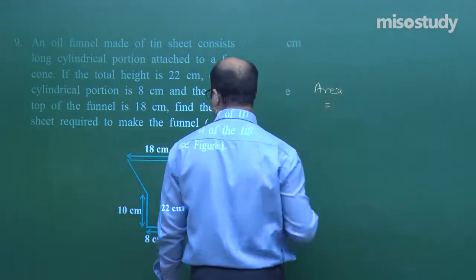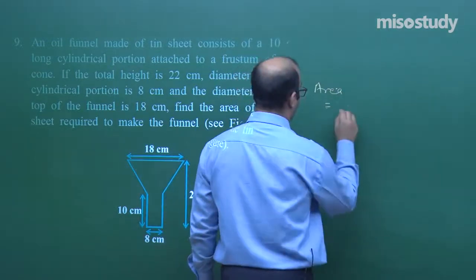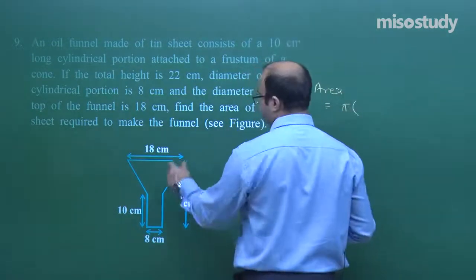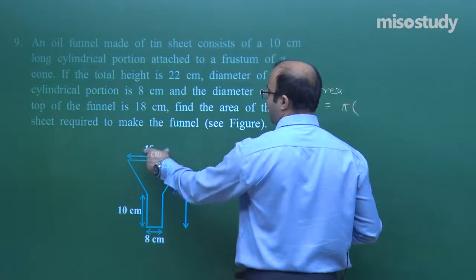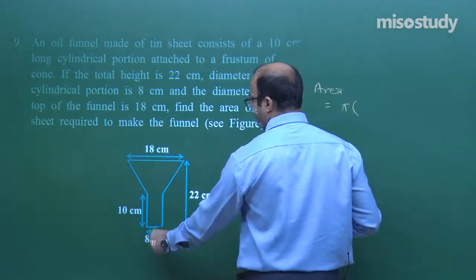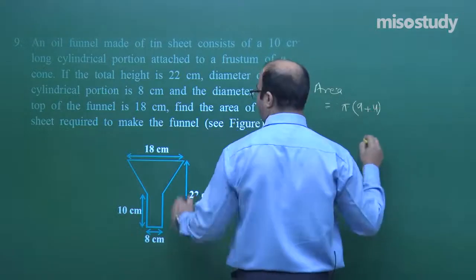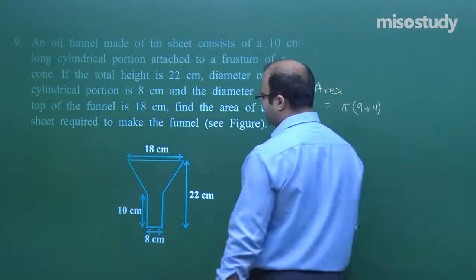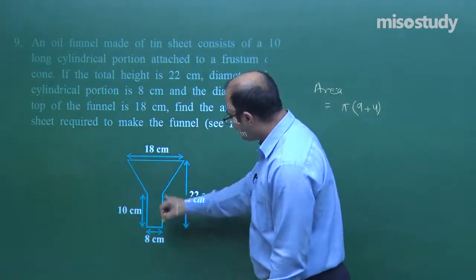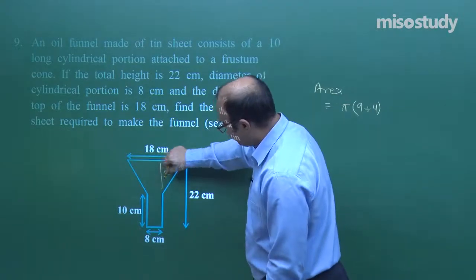So the curved surface area of this frustum is going to be pi r1 plus r2. So this radius is 9 centimeter, half of 18. This radius is 4 centimeter, half of 8. So 9 plus 4 into L, that is the slant height. Can we get the slant height? The total is 22, this is 10. So this height is 12.